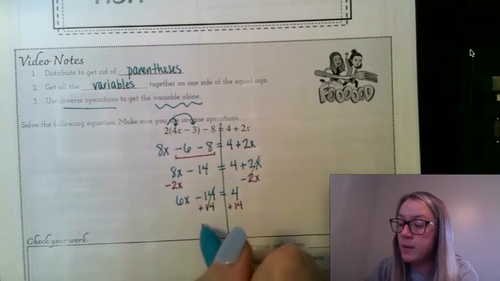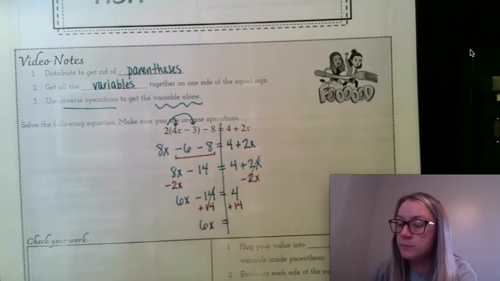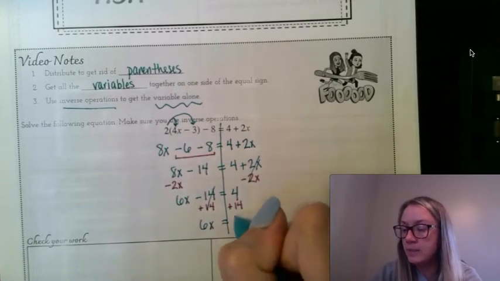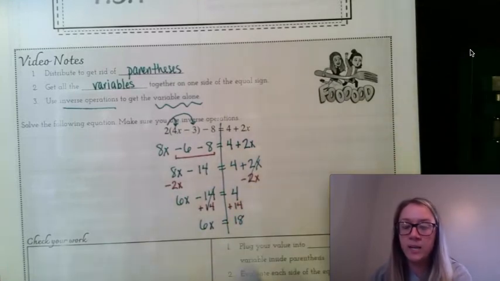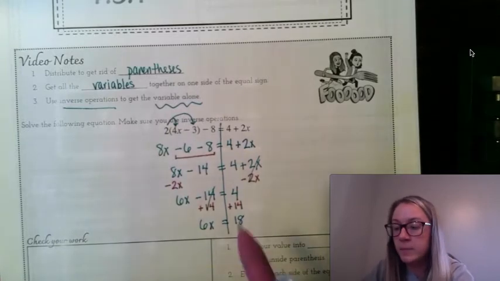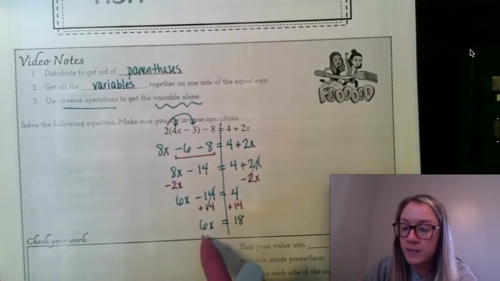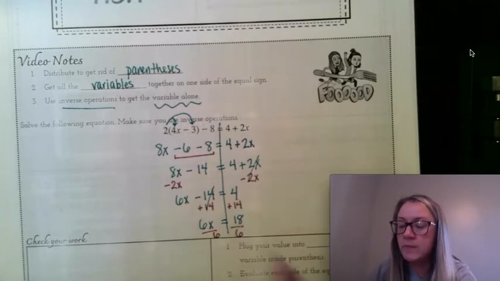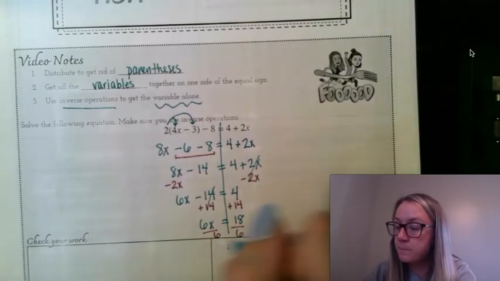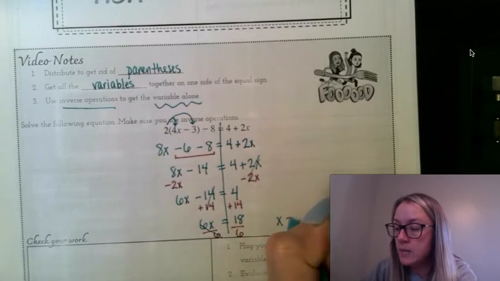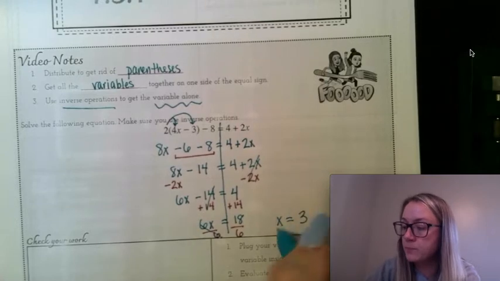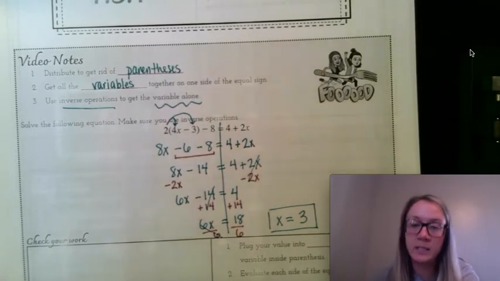So I'm left with a positive 6x equals, then I have positive 4 plus 14, which is a positive 18. And yes, I am running out of room, but I only have one step left. To get x by itself, I have to get rid of this 6. They are being multiplied, and the inverse of multiplication is division. So I'm going to divide both sides by a positive 6. So I'm left with x equals, and then 18 divided by 6 is a positive 3. So I get x equals a positive 3.